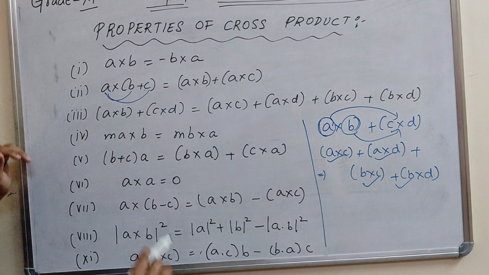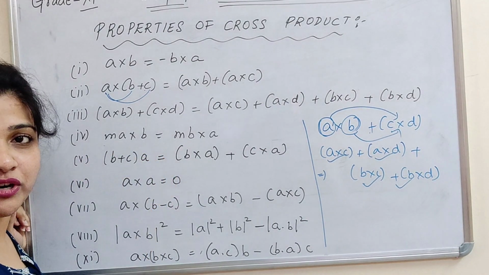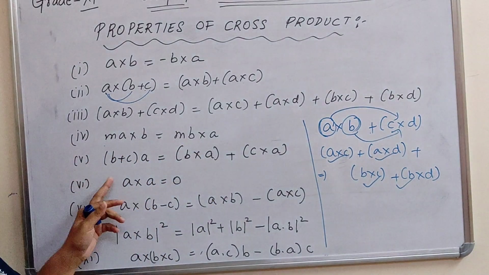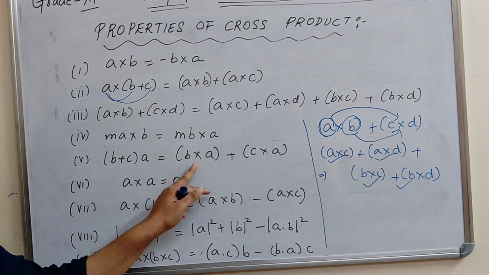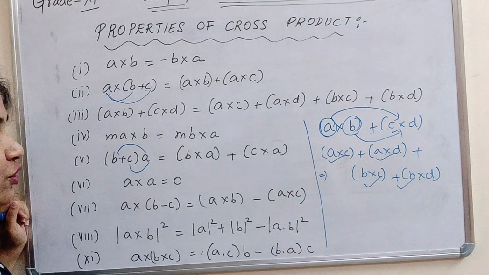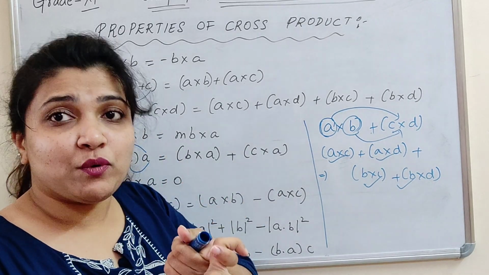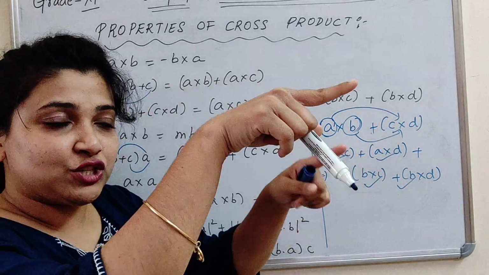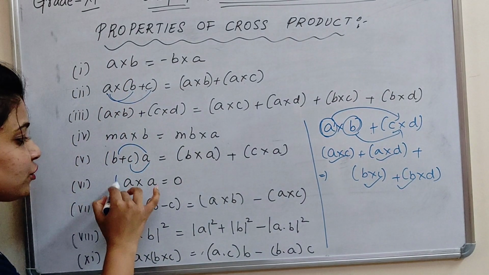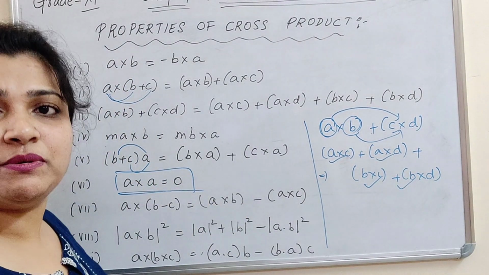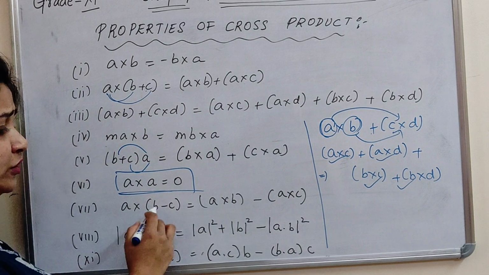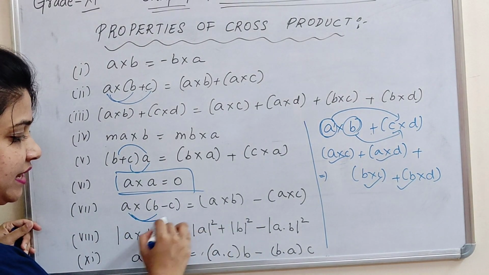Now next. M into A cross B. M is some scalar quantity, some magnitude. Okay, so M into A cross B is equal to M into B cross A. Then (B plus C) cross A is nothing but B cross A plus C cross A. Alright, so this is one more property. Next, always remember, cross product of the same quantity is always 0. That means if one quantity is this way, the other quantity is the opposite way, and if the magnitude is the same, then definitely it is 0. So A cross A is 0. Similarly B cross B, C cross D, no matter what you take, if you're applying a cross product, it's always 0. Then A cross (B minus C) is equal to A cross B minus A cross C.